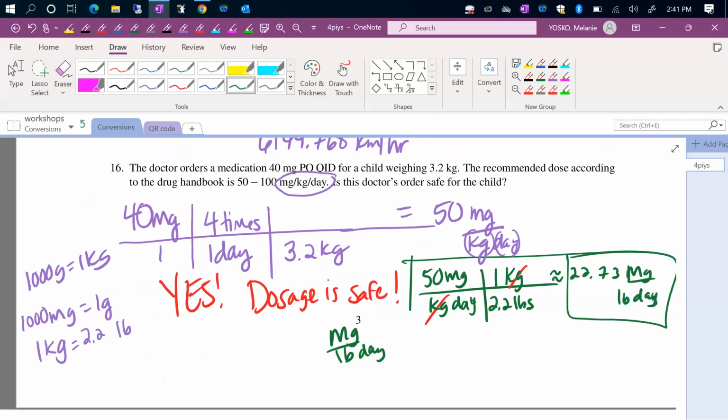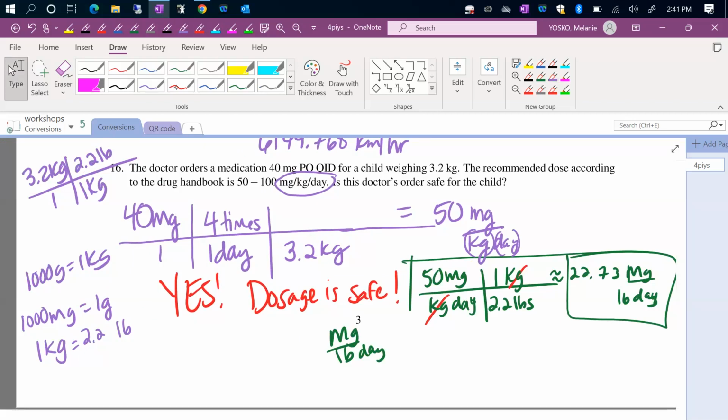Do you want to convert the child's weight to pounds? The child's weight is 3.2 kilograms. So 3.2 kilograms, how do we do it? You have 3.2 over 1, and then the conversion factor, with 1 kilogram on the bottom and the 2.2 pounds on top, so that would cancel out the kilograms.